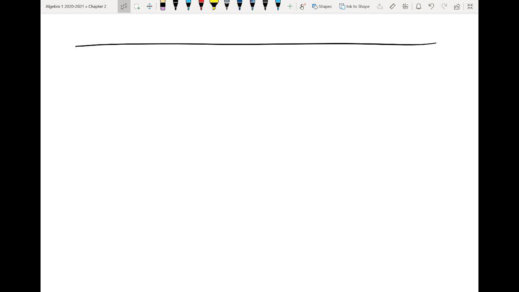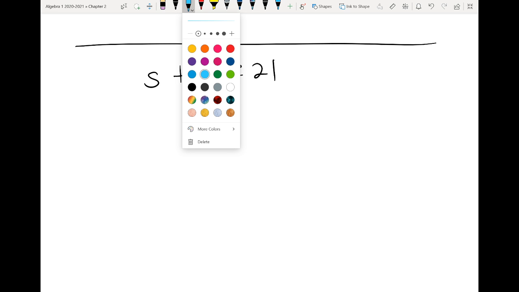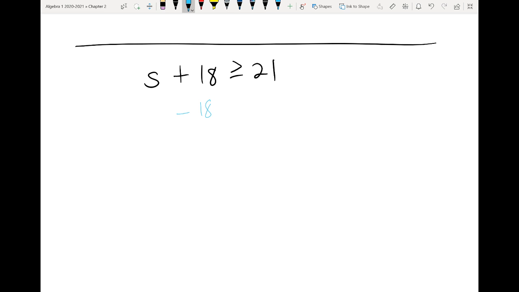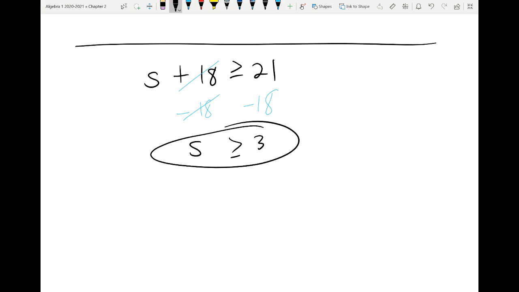Example number 2, we're going to solve each inequality. We have s plus 18 greater than or equal to 21. So let's solve this. Step 1 is that we're going to subtract 18 from both sides, giving us s by itself on the left, and we have 21 minus 18, which is 3. So we have s is greater than or equal to 3.